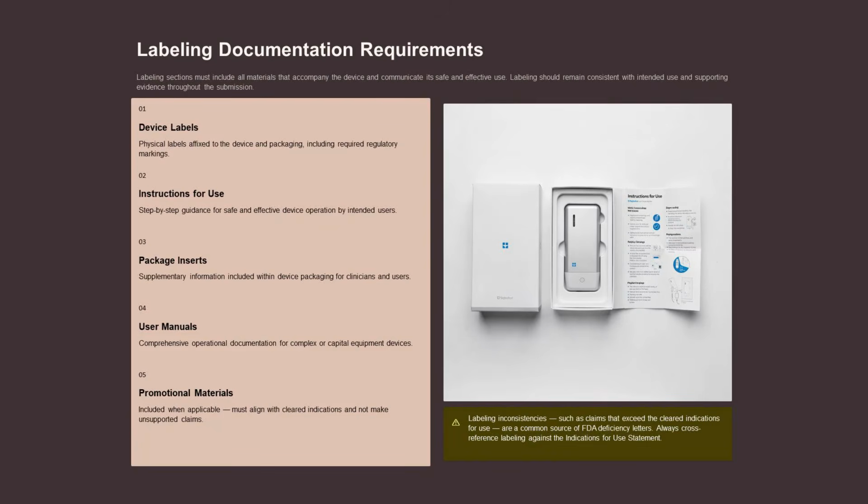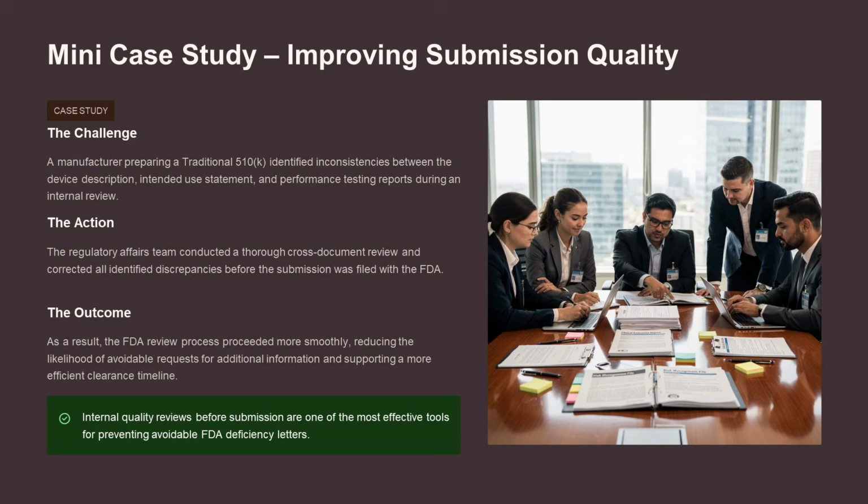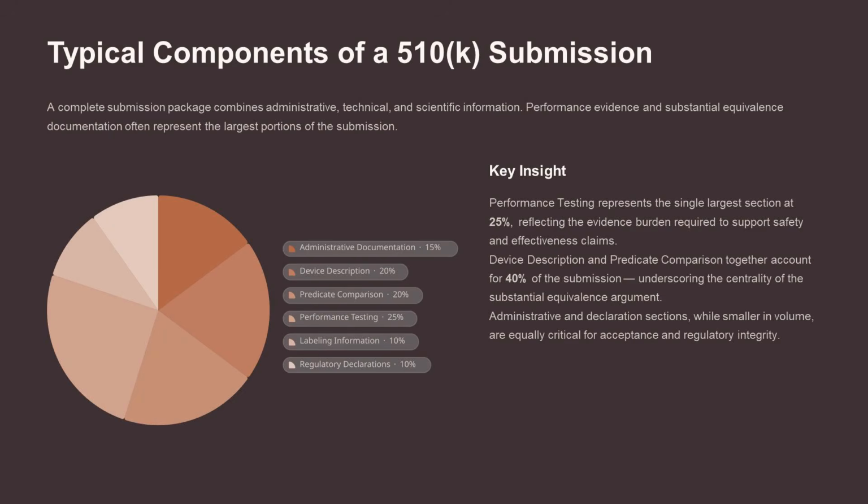Labeling must match the device and communicate safe use. Consistency with intended use is crucial throughout the submission. Effective organization improves review efficiency and reduces the burden on FDA reviewers. Well-organized submissions demonstrate professionalism. A case study highlights the importance of internal reviews to improve submission quality and prevent avoidable delays. A complete submission package combines administrative, technical, and scientific information.